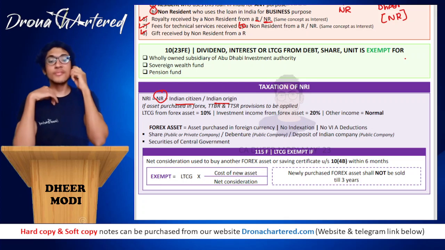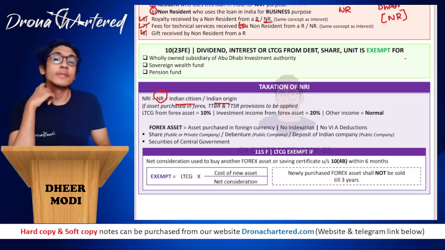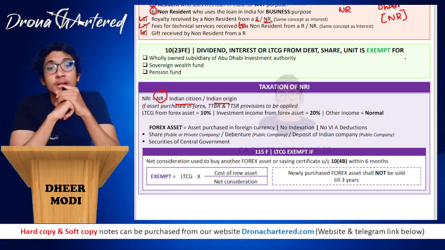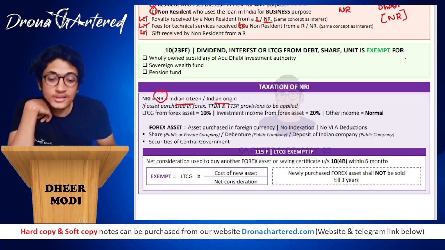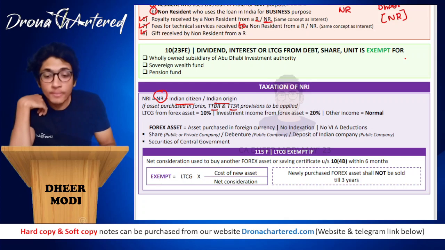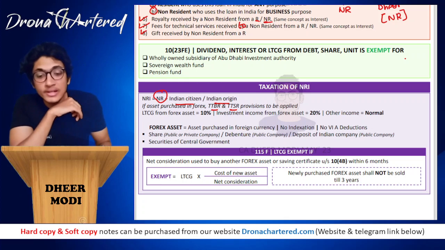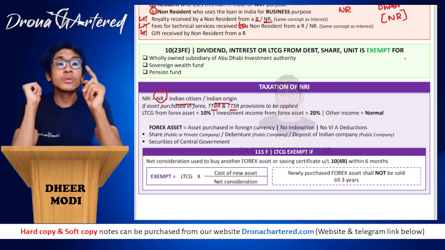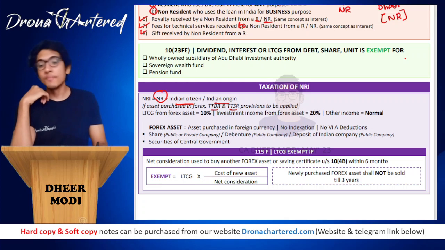Okay, if an asset is purchased in forex, that means whatever asset this person has purchased, if it is purchased in another currency other than rupees, then TTBR and TTSR provisions are to be applied. So this is your buying rate and this is your selling rate. If you remember, while doing capital gains, we had done this TTBR and TTSR. If you do not remember, please go back to the video and timestamps are on the video. So TTBR and TTSR provisions are to be applied.